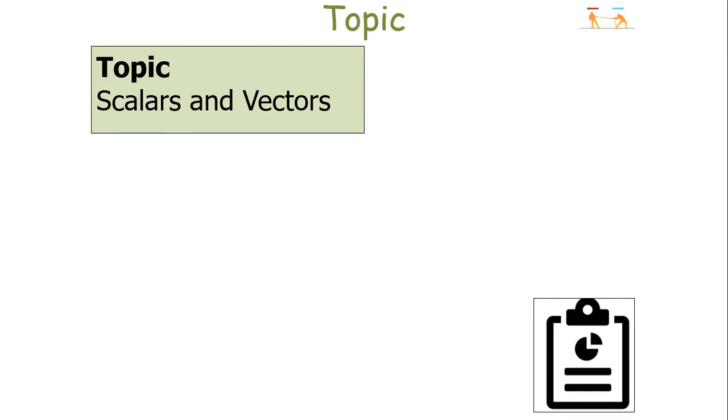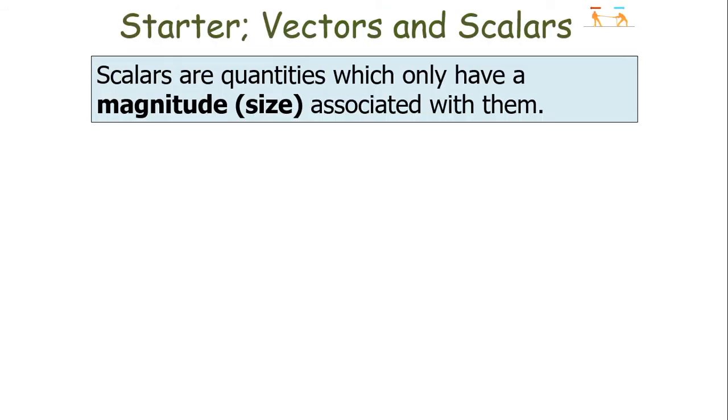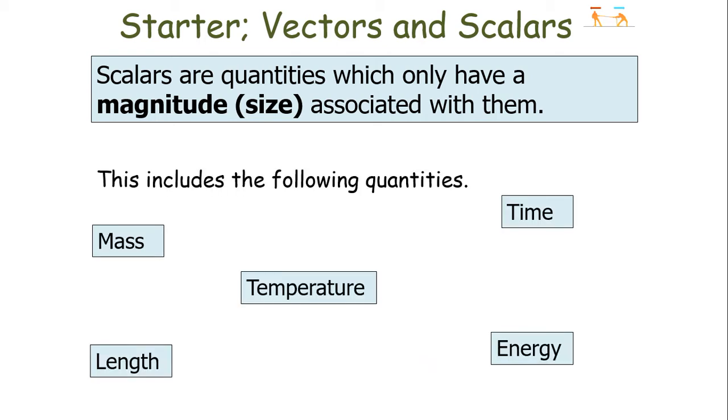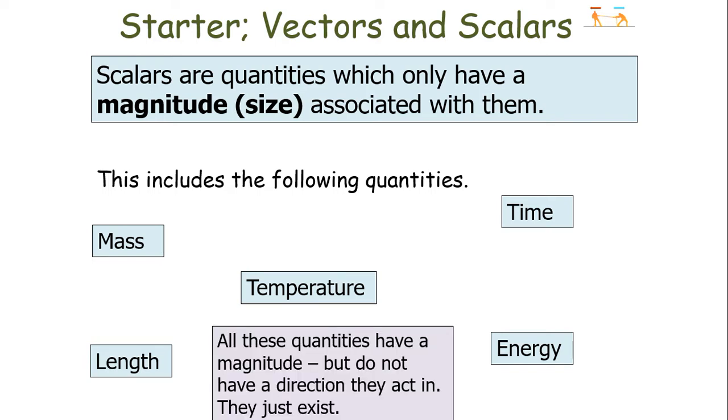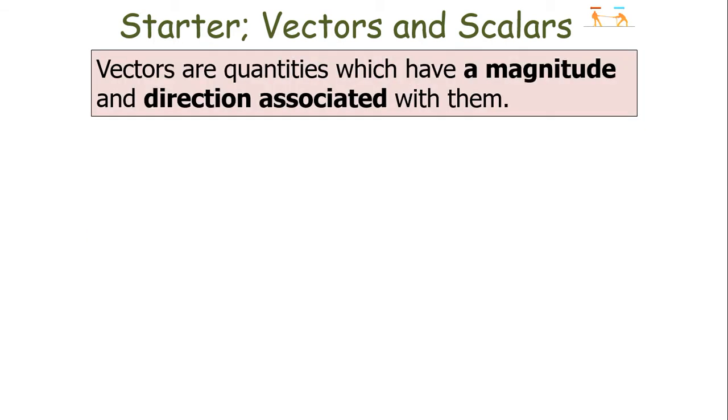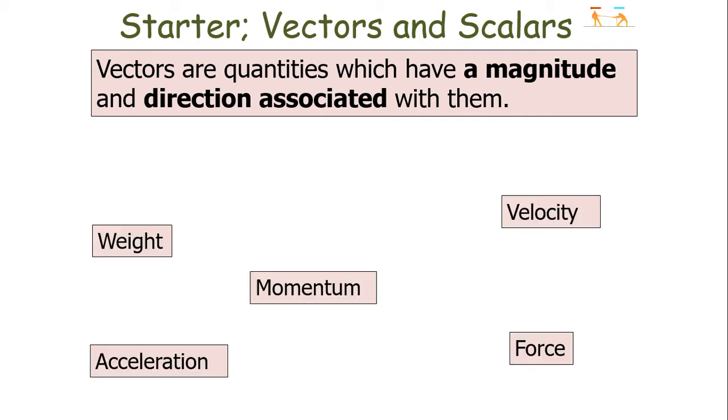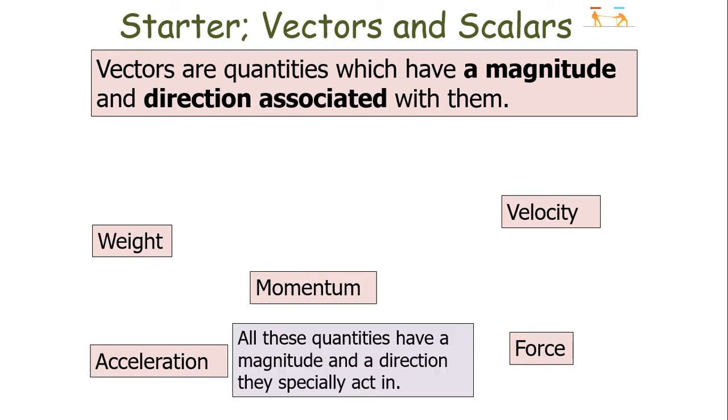So the first topic we're going to look at is scalars and vectors. Now scalars are quantities which only have a magnitude or a size associated with them. These can include mass, length, temperature, energy, time. All these quantities do have a magnitude, but they do not have a direction to act in, they just exist. Now vectors are quantities which have a magnitude and a direction associated with them. So these can include weight, momentum, acceleration, force and velocity.